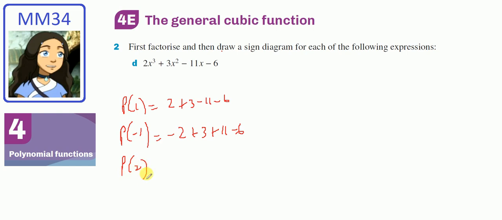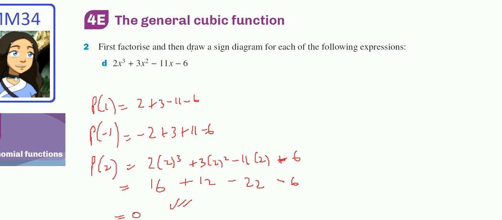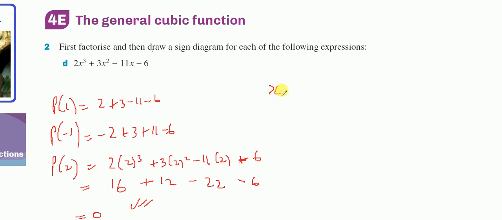So p of 2, because 2 goes into 6. So 2 times 2 cubed plus 3 times 2 squared minus 11 times 2 minus 6. 8 times 2 is 16. 4 times 3 is 12. Minus 22 minus 6. That's 28 and that's 28. So that's a 0 and that's great. So now I'm ready to do my division. I'm going to divide by x minus 2 into this cubic.